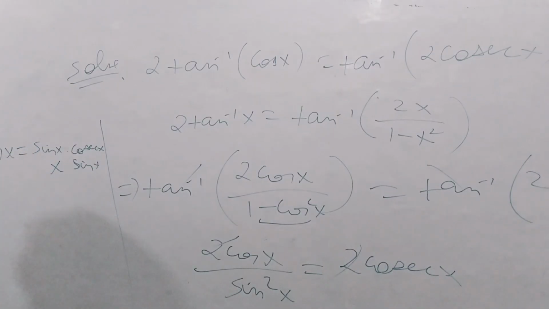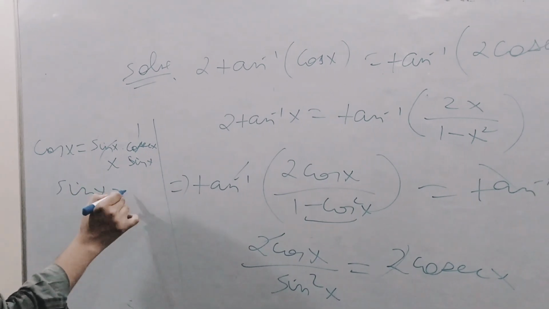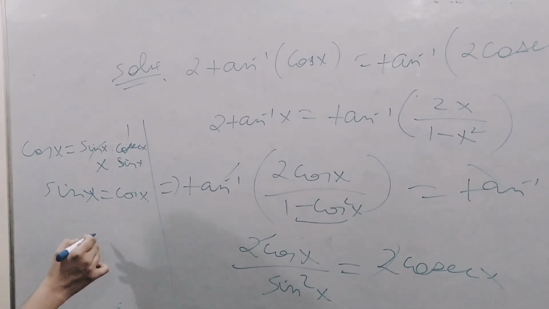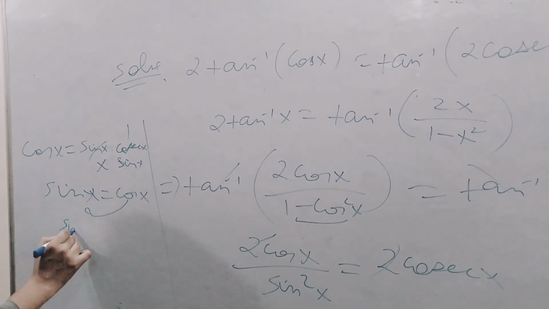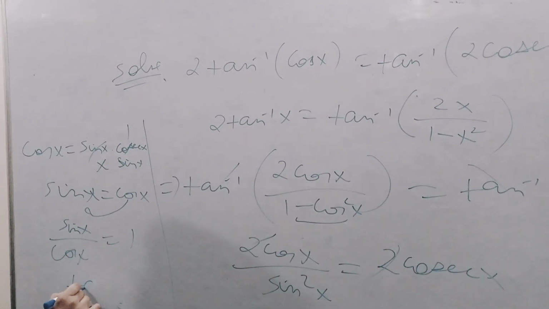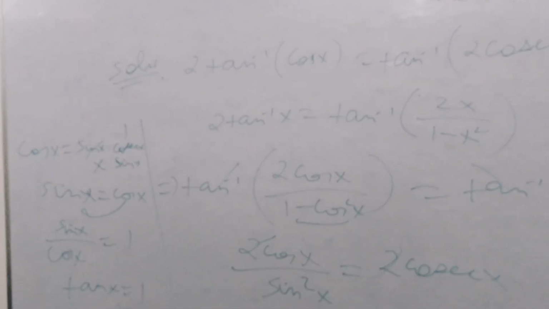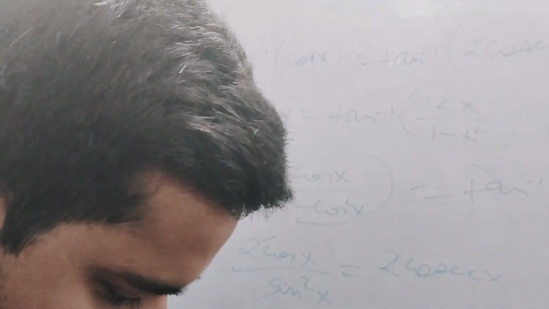We had sin square, so I distributed it. So this is 1. So I'm left with sin x is equals to cos x. So this becomes sin x by cos x is equals to 1. So tan x is equals to 1. So x is equals to pi upon 4. Okay. Please note it down.